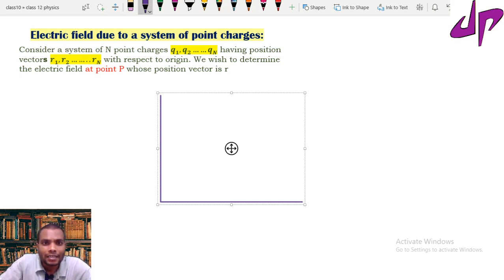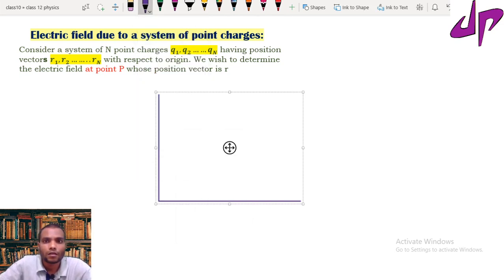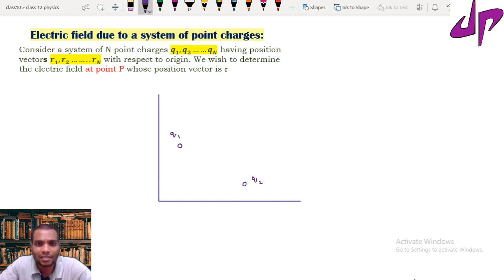So here let Q1 be a positive charge, and somewhere here you take Q2 as another charge. The system contains n charges. First I will draw for two charges, then we will generalize for n charges. And I wish to find the electric field at a point P here. I would like to find the electric field at point P.